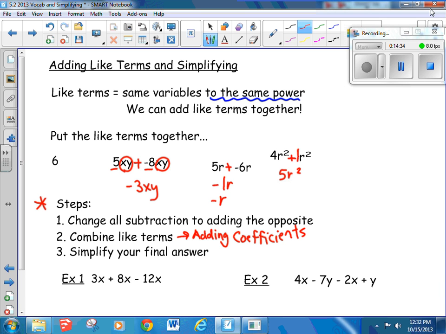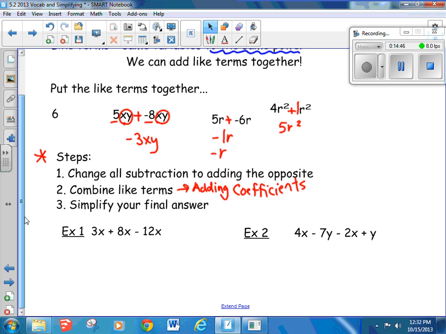Good. And then we're going to talk about how you simplify your final answer. That gets into some nitty-gritty details. But let's just start out by combining like terms in these first 2 expressions. Keep it simple right here, right now.